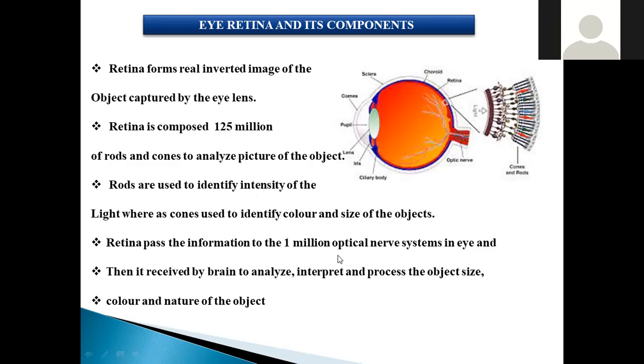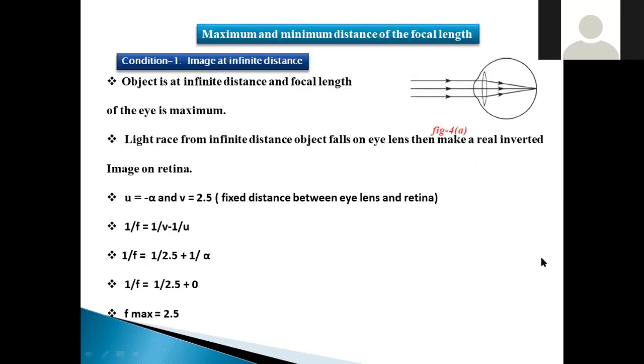Now it is connected to millions of optical nerves which are directly linked to this retina, right? So the retina transports the information to the optical nerve, and further it gets analyzed by the brain. So interpretation of what kind of information is obtained from the retina is done by the brain. Okay, so this is about the retina and its components and the work of the rods and cones present in the retina. Now we are going to discuss the maximum and minimum distance of the focal length.